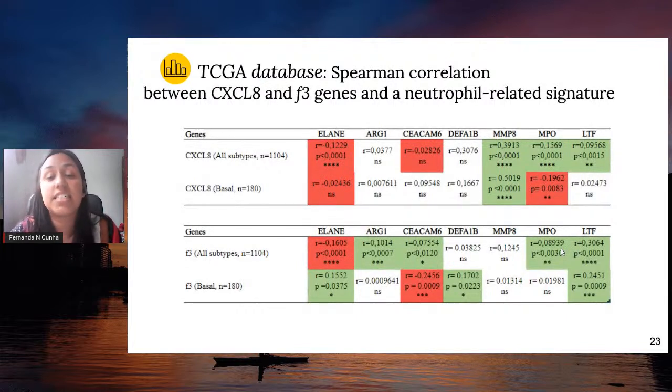Finally, we analyzed a set of genes defined as a neutrophil-related signature in different breast cancer subtypes and observed a positive correlation of F3 gene with 4 neutrophil markers for all subtypes as well as for basal subtype groups. We also noted a positive correlation of 2 neutrophil markers that are specific to the basal subtype, as well as a strengthening of the Spearman correlation coefficient for the CXCR2 gene from all subtypes to basal subtype groups.